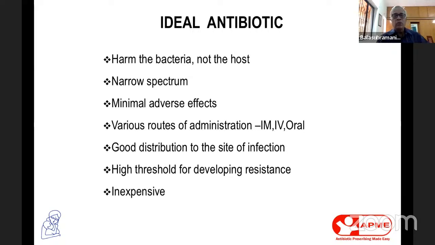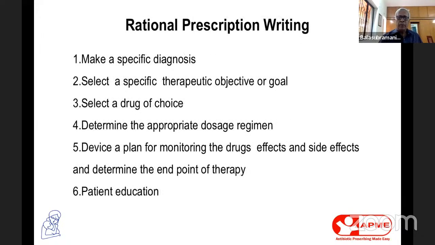Which is the one? It should not harm the host. It should have a narrow spectrum. It should have minimal side effects. It should be usable IM, IV, oral, like amoxicillin or ampicillin. Good distribution to the site of infection, including CNS and bones. And it should have a high threshold for developing resistance like aminoglycoside, amikacin, and it should be affordable and cheap. Of course, this is a huge task to find out the ideal antibiotic.